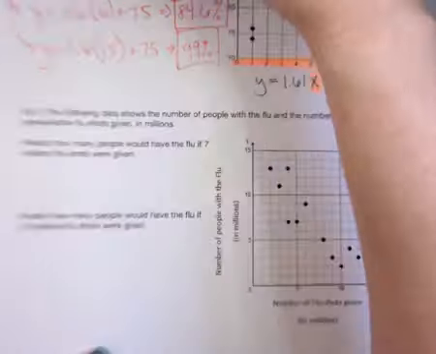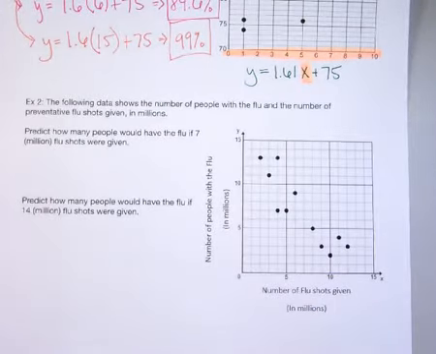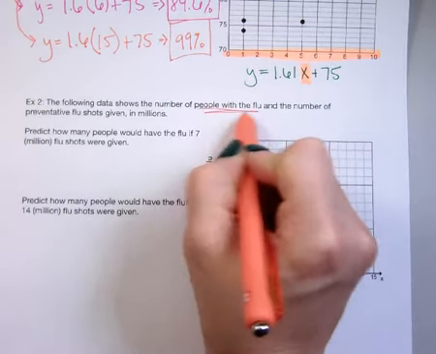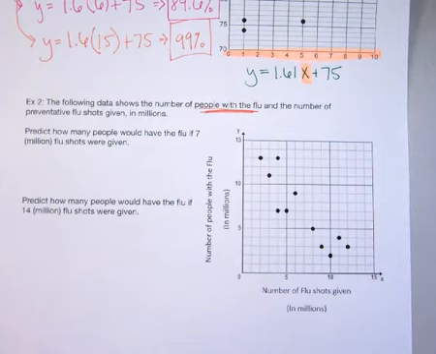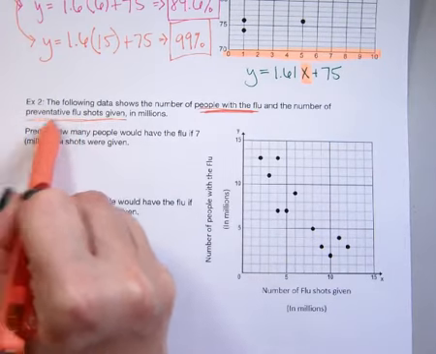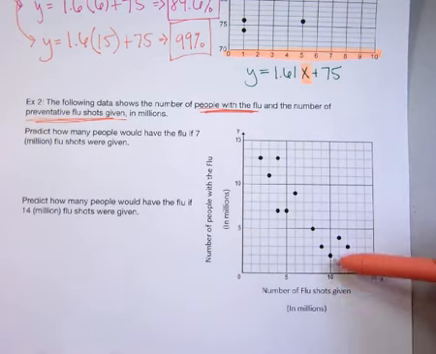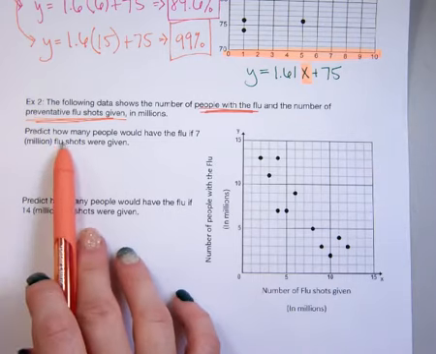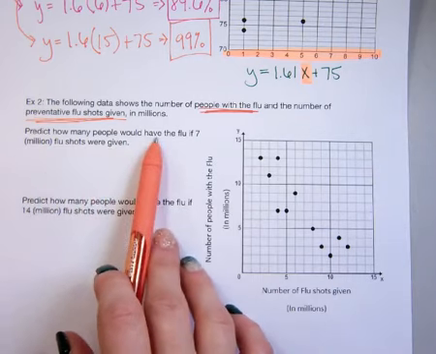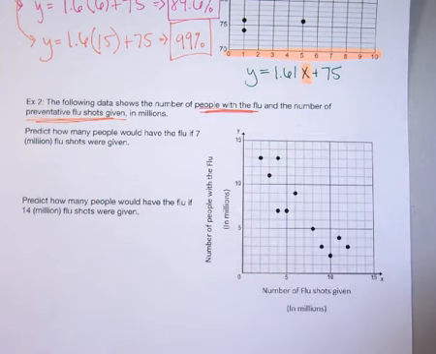All right, let's try this one more time. We're going to go a little bit faster this time. Here we go. The following data shows the number of people with the flu and the number of preventative flu shots given. And these are in millions. So it's not really 10, it's 10 million. Okay, so remember that as we're talking about this. We want to predict how many people would have the flu if 7 million flu shots were given.